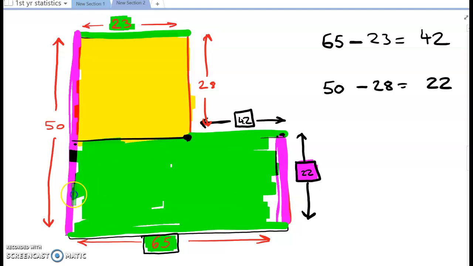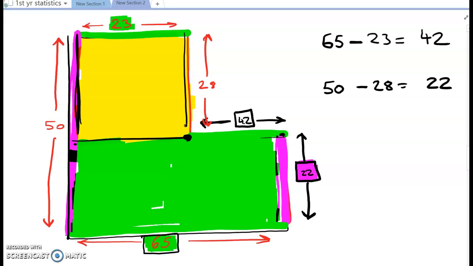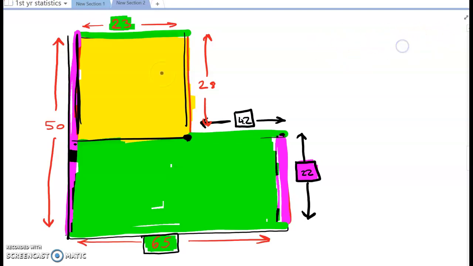Let's find the height of the yellow rectangle. What's the height of the yellow rectangle? It's here, isn't it? Is that 50? No, 50 is all of this. So what's the height of it? It's 28. I'm going to rub this out so it won't get in our way. We've already done that work. That is, the height is 28.